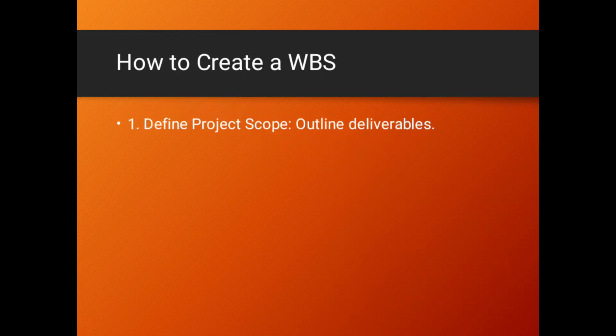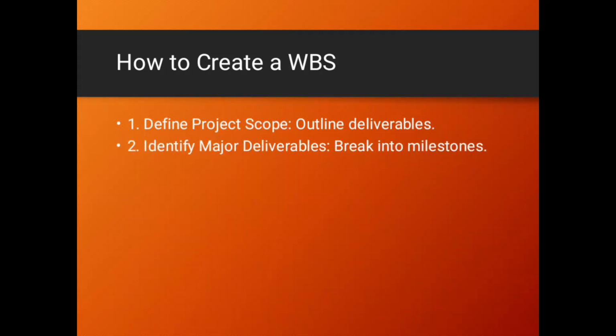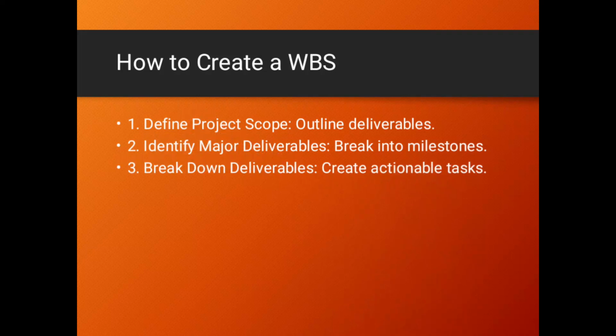How do we create a work breakdown structure? We do this by, number one, outlining the deliverables of a particular project. From there, you try to find out the milestones which you're supposed to accomplish at each and every stage. So those milestones act as phases. On phase one, you've got a milestone which you're supposed to accomplish. Phase two, you've got another milestone.